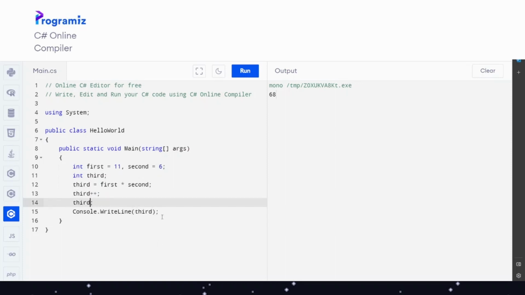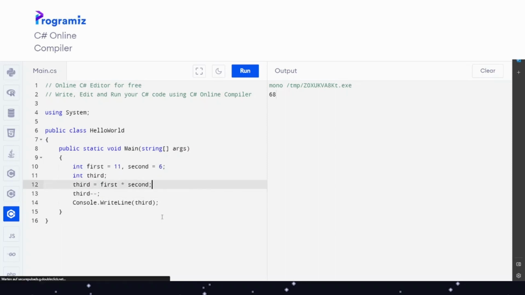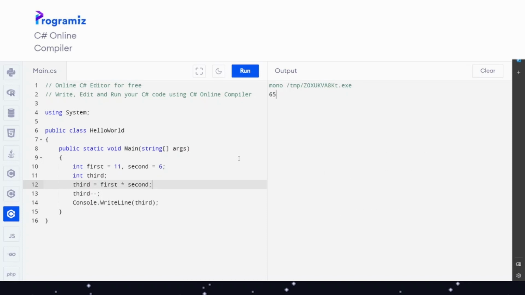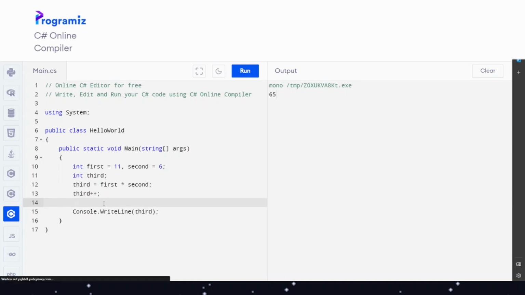I delete them and now say minus minus. This is a so-called decrement operation. So if we have 66 here, 11 times 6 is 66, and then we use the decrement operation, we will get 65 instead. The decrement reduces the value by 1, and as with the increment, it depends on the position of the minus minus when it will be used. These are just some examples of usage of increments and decrements.